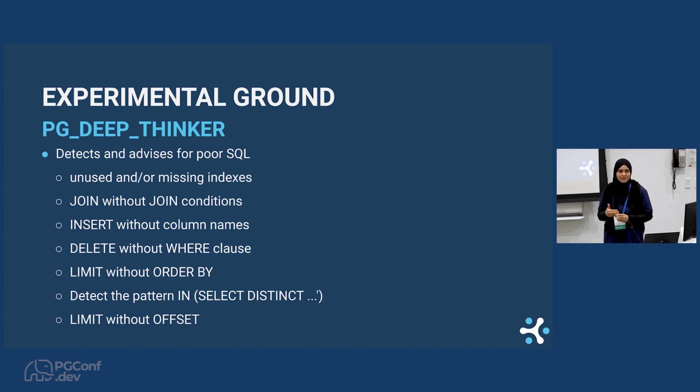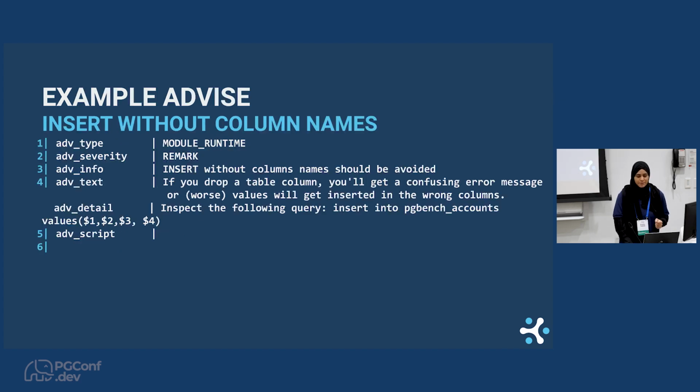What you can see is that mostly it is just checking for different patterns, like if there is select distinct, limit without offset, limit without order by, delete without where, or join without join conditions, something like that. Basically, it's reading a lot of SQL queries. And to give you more of a feel of how it does this and what it outputs, these are some example advices that it gives.